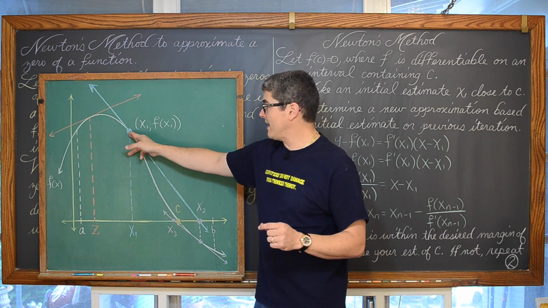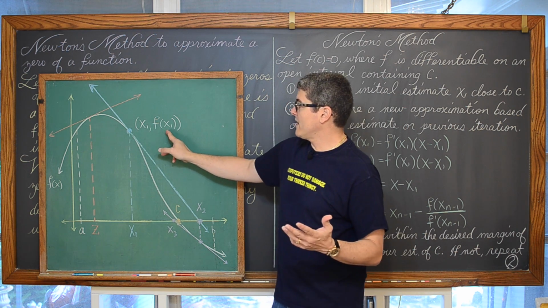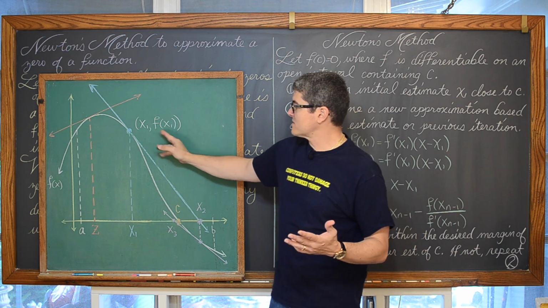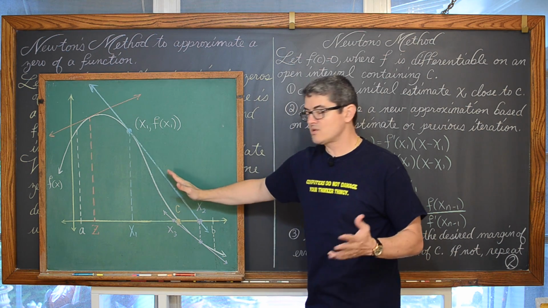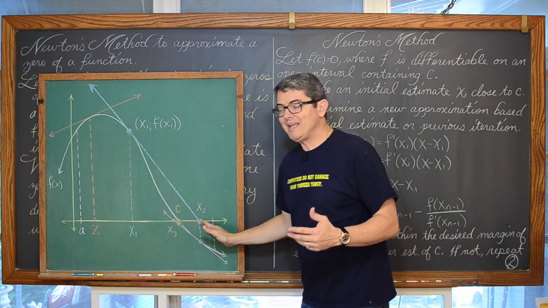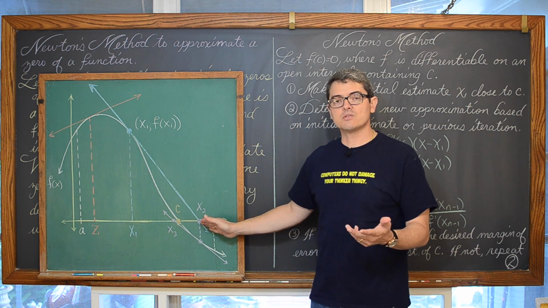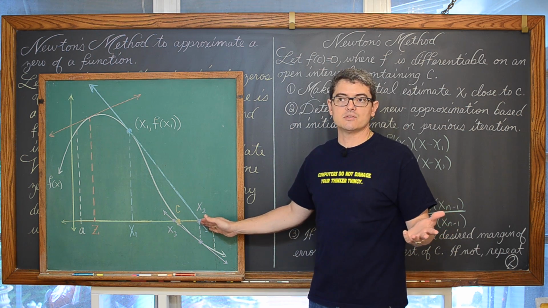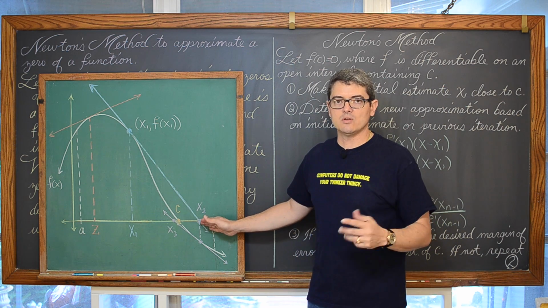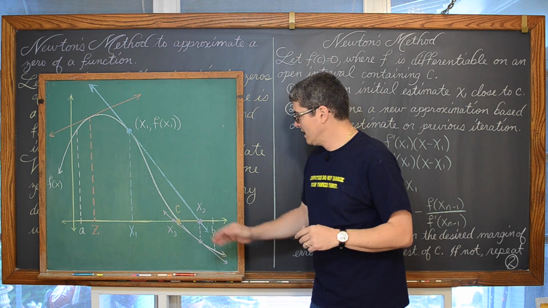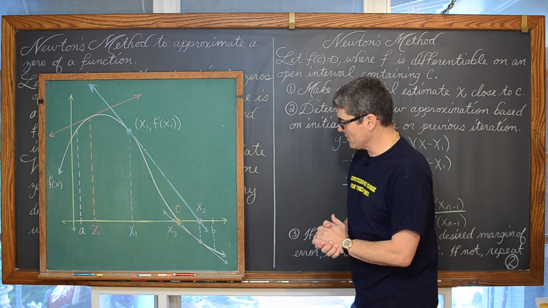From that x sub 1 value, we have here x sub 1, y sub 1, or f of x sub 1, we come up with a tangent line, which is just a linear function. And it's really easy to find an x-intercept of a linear function. You just isolate x. You don't even have to factor or set the equation equal to 0. You just get x by itself after letting y equal 0.